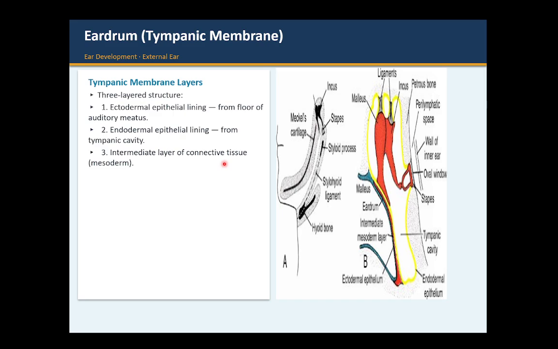Where the tympanic membrane is forming, you have all three arches coming together, the first, second, and the third. So all three nerves, auriculotemporal, branches of facial, and vagus, are contributing to the nerve supply of the eardrum, because all three arches are coming and fusing at this particular point.